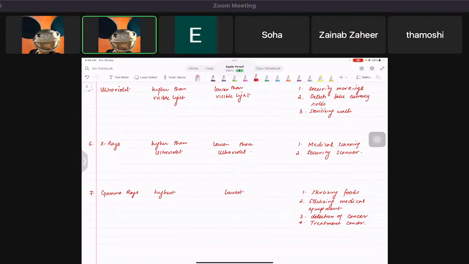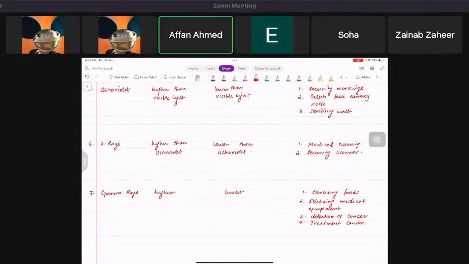Any questions up till now? Please let me know. I'd like to know. Sir, UV rays are also emitted by the sun, right? Yes, of course. They can all come from the sun. The sun produces all of them. It's just that we know UVs are there because we get sunburns. That's why. Okay.